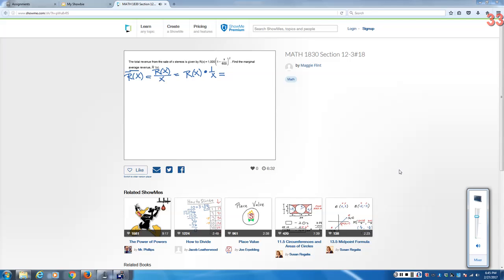So in order to find R prime of x, we're going to take R average of x, which is 10,000 times 1 minus x over 600, squared, and we're going to divide that by x. And because this is a quotient rule, then we're going to need the derivative of the numerator.